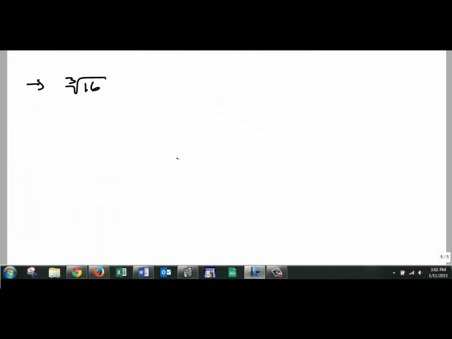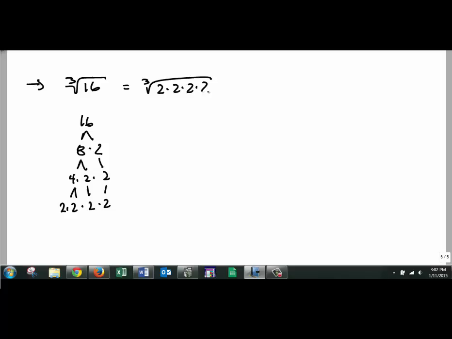So I have the cubic root of 16. Well, I could break down 16 like a prime factor. That's 8 times 2. And 8 is 4 times 2, and I drag along this 2. And 4 is 2 times 2, and then I drag along these. And so I have 2 times 2 times 2 times 2 here. Now if you notice, I have 2 to the 3rd power. So that would be the cubic root of 2 to the 3rd. And then this other 2 I couldn't really do anything with, and that's the cubic root of 2.